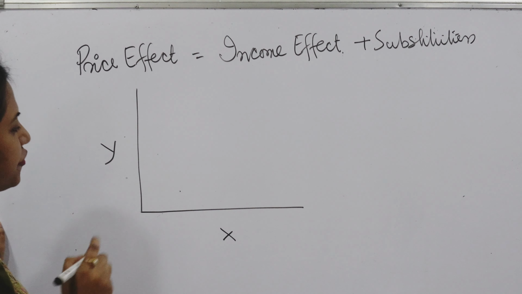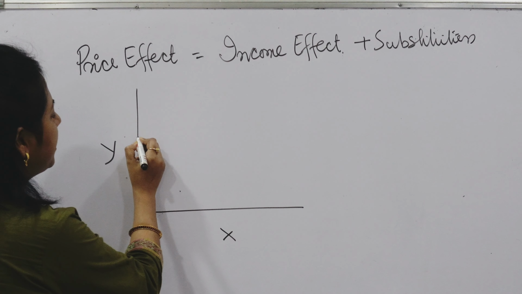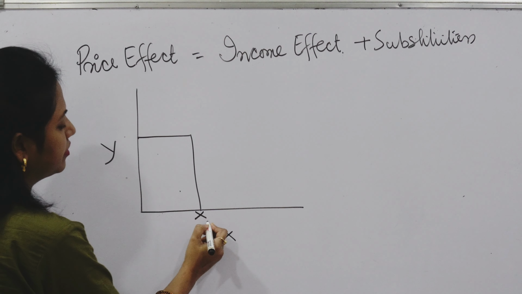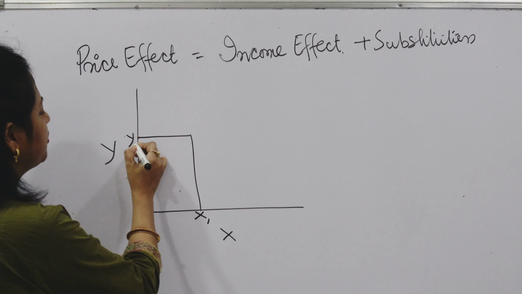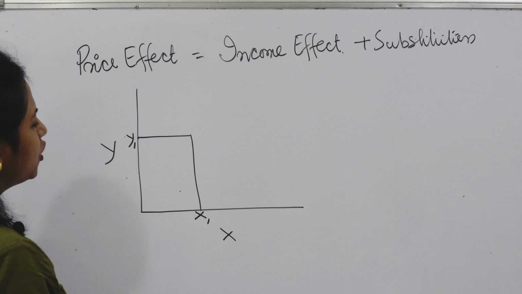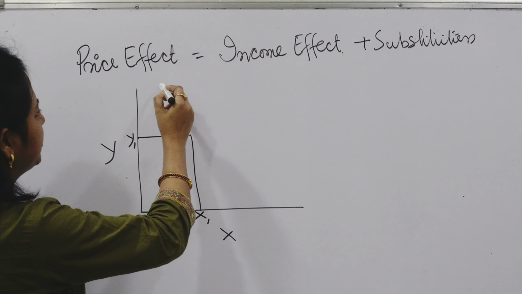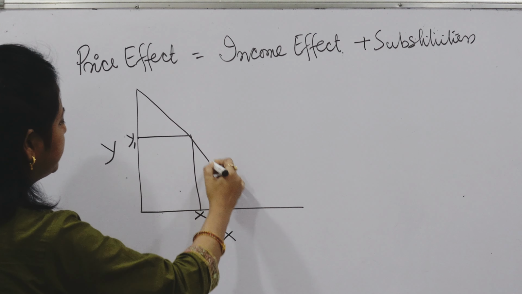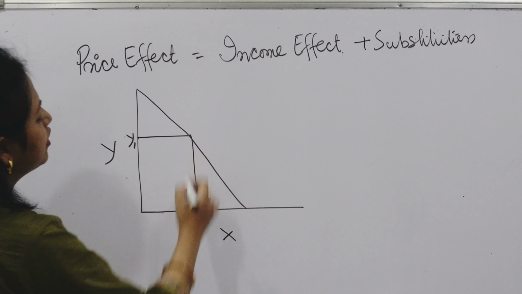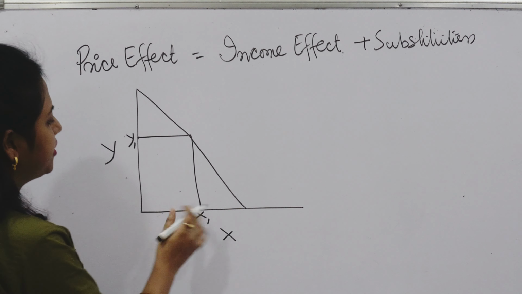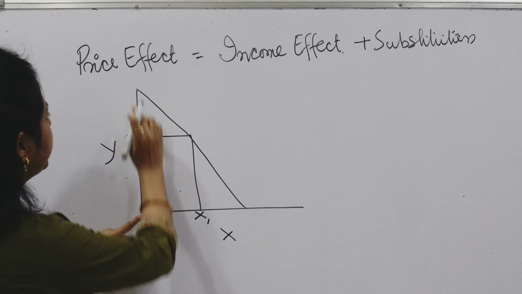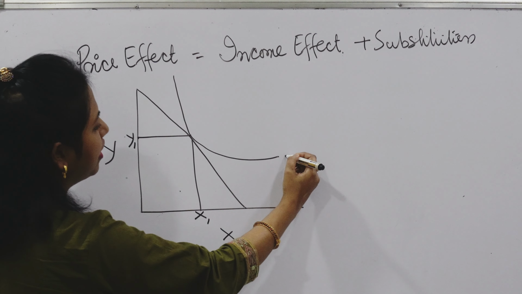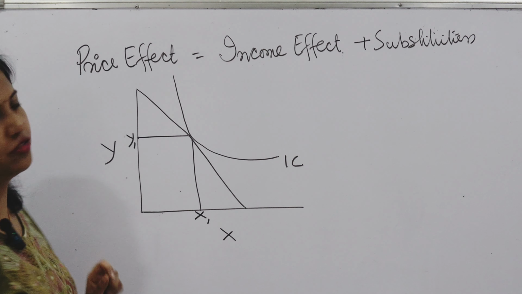Now friends, let's suppose that I buy this much quantity of product X and this much quantity of product Y. And this is my budget line. That means with this budget I can afford to buy this much and this much, and this is the indifference curve.